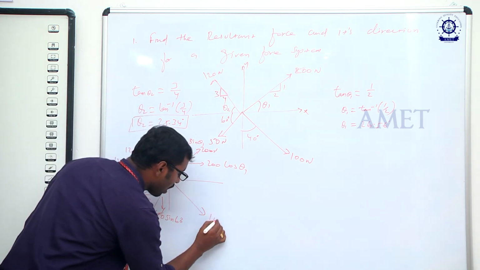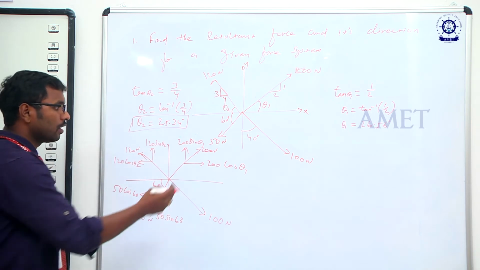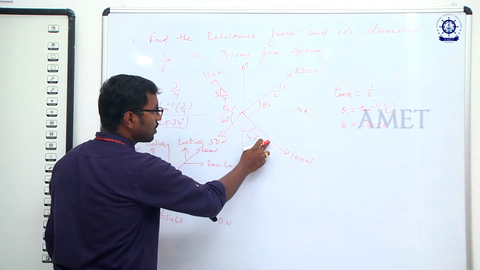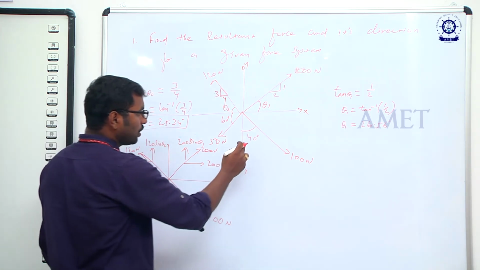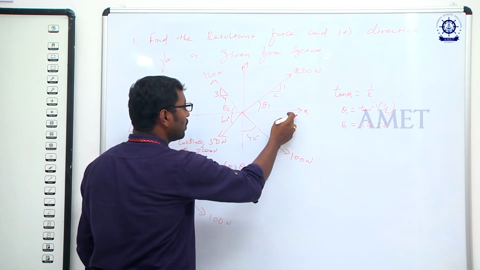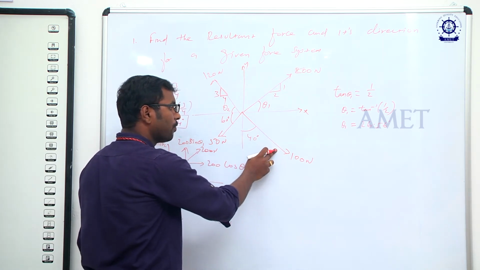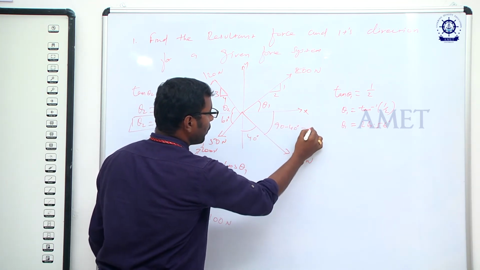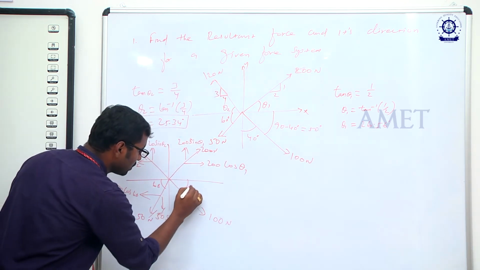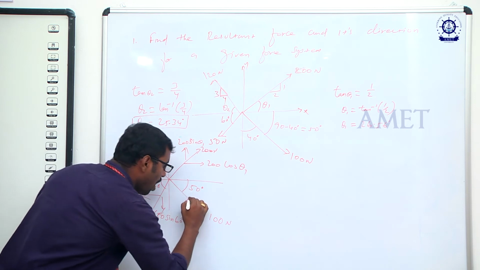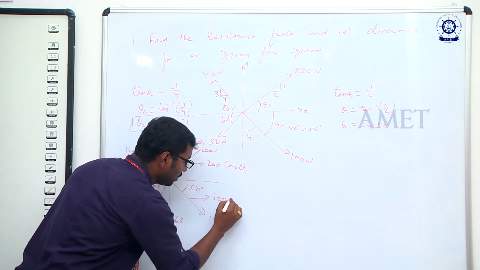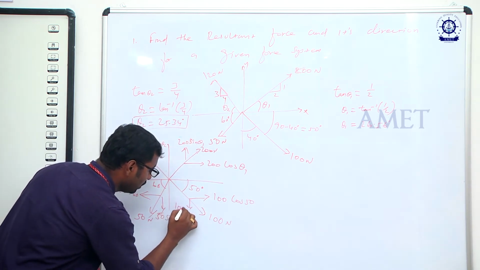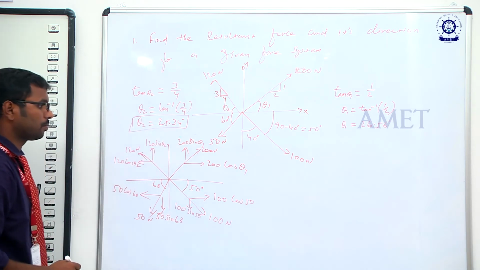Similarly, the fourth one is 100 Newton. Here the angle is given between the vertical axis and the force, which is 40 degree. I am going to convert this angle into the angle between the horizontal axis and this force. So, this angle is 90 minus 40 degree, so 50 degree. So, the horizontal component is 100 cos 50, and the vertical component of this force is 100 sin 50.